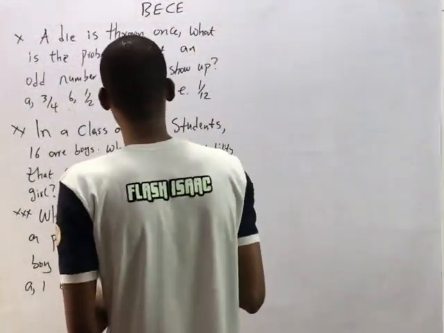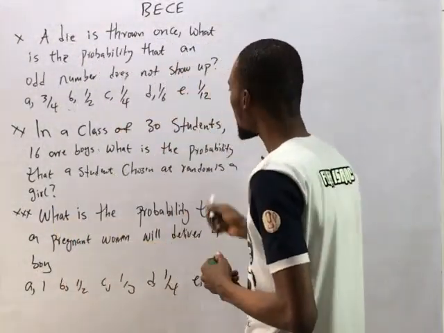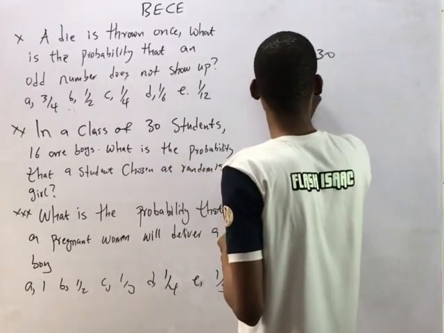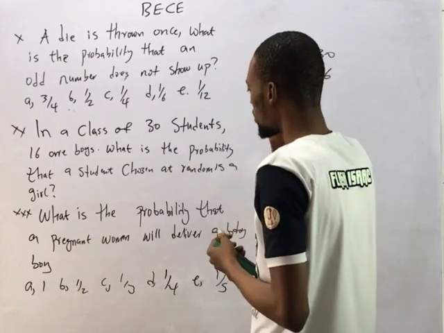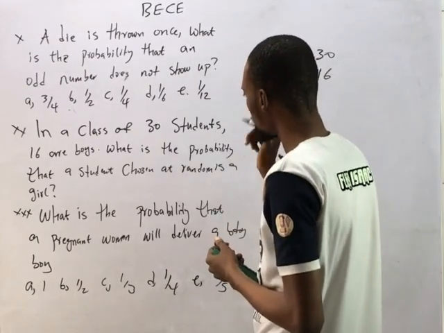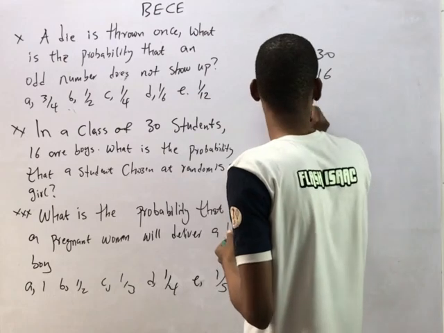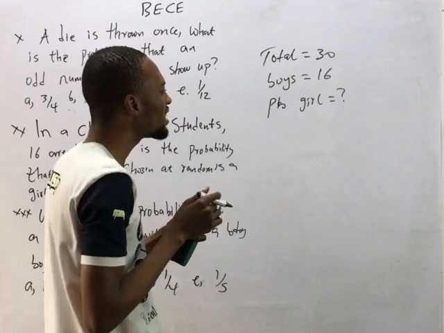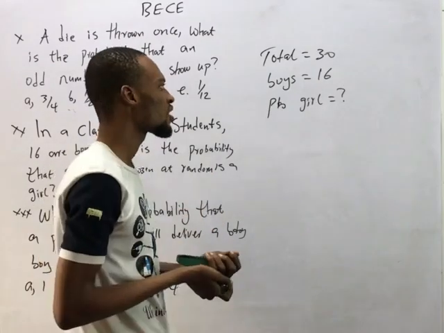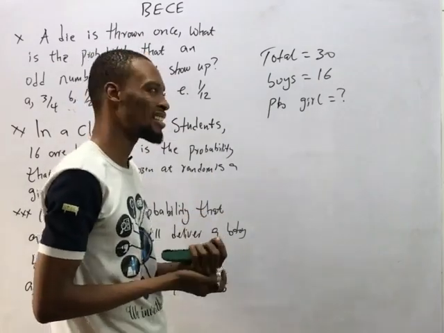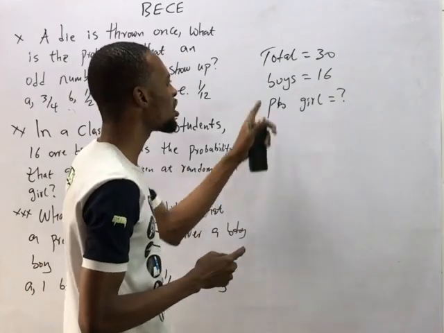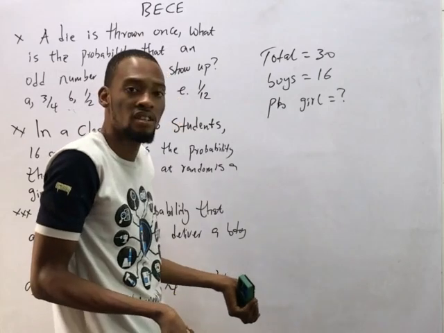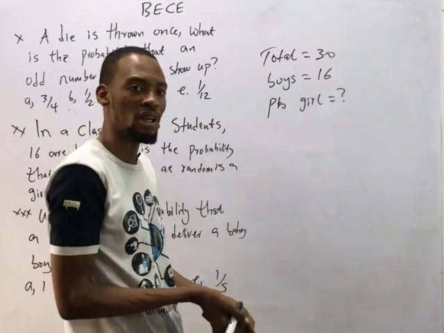The next question says, in a class of 30 students, 16 are boys. So total is equal to 30, boys is equal to 16. What is the probability of a girl? So this question is asking us for the probability of a girl in the class. Now, first of all, let's look for the number of girls in the class. We have boys in the class. Apart from boys, what else can we have? Girls. So in life, you are either a boy or a girl.